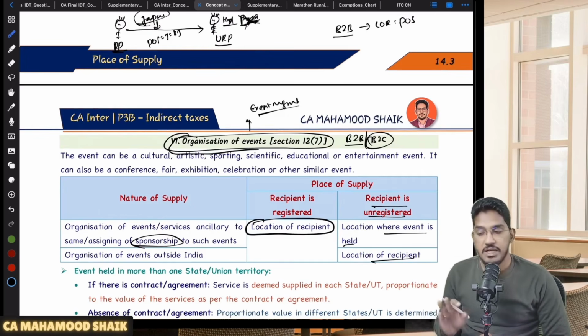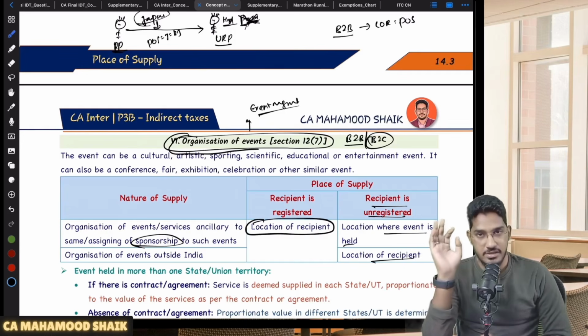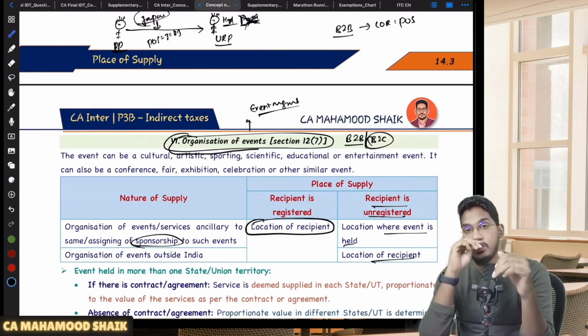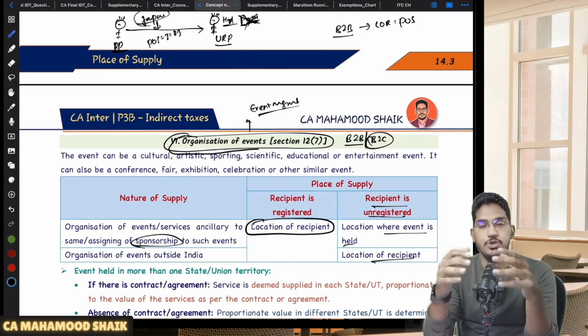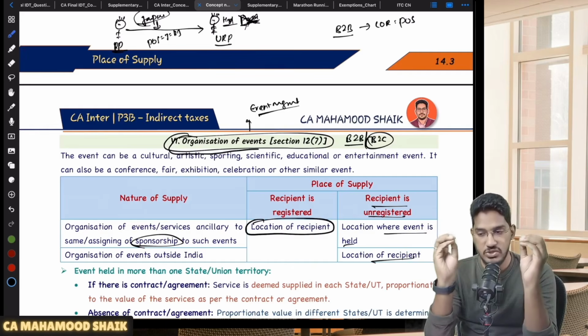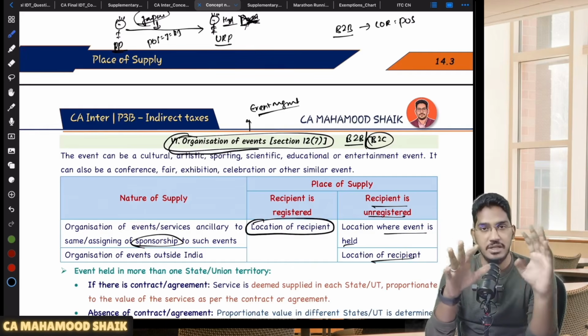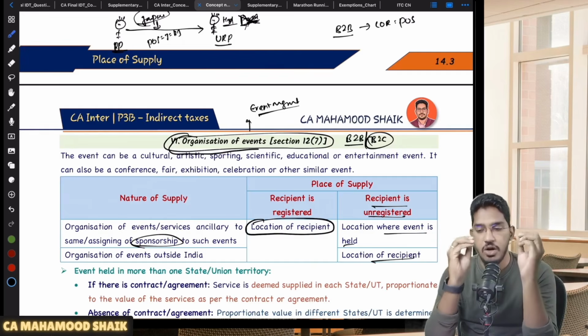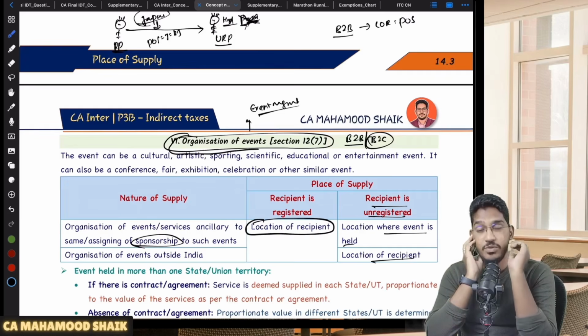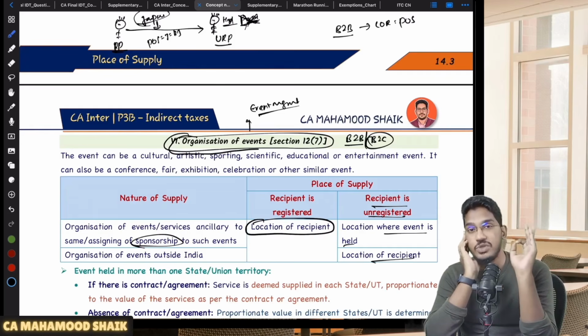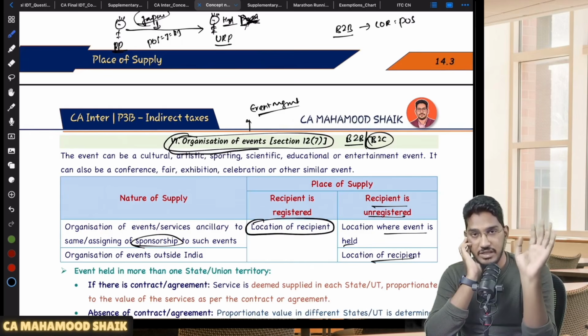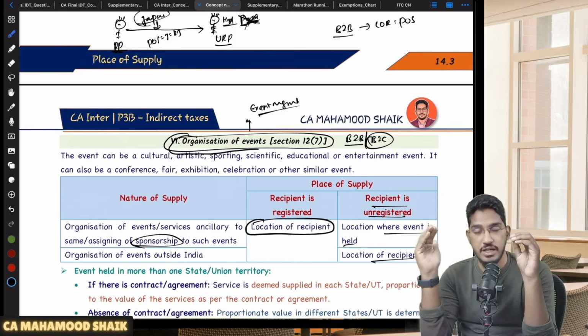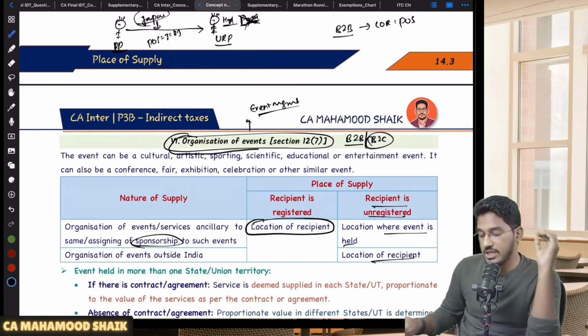Able to understand? So, once again, if I have to summarize this entire discussion, in case if you are providing event organizing services to a recipient who is registered person, if you are making a B2B supply, it doesn't matter where the event is happening, always location of the recipient. In case if the recipient is unregistered person, then we need to check where the event is getting performed. If the event is happening in India, location where the event is happening. If the event is supposed to happen outside of India, location of the recipient. But this thing we need not check whether the event is happening within India, outside of India. That we need not check in case if the recipient is registered.